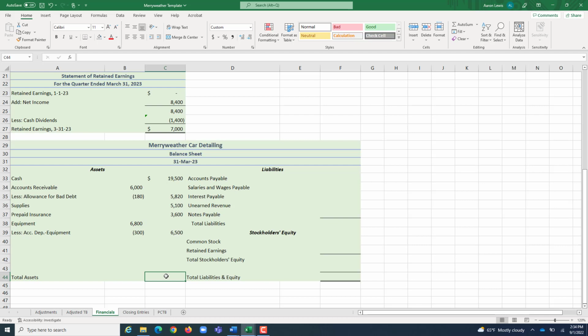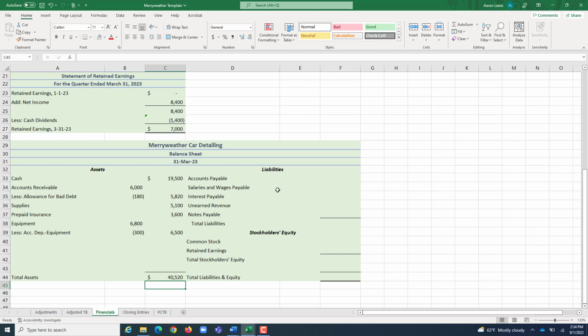And that is all of our assets, so we can find the balance of our total assets by taking the sum of all the numbers in the right-hand column. And that comes out to $40,520. One side of the balance sheet done. Moving on to the other side of the balance sheet.